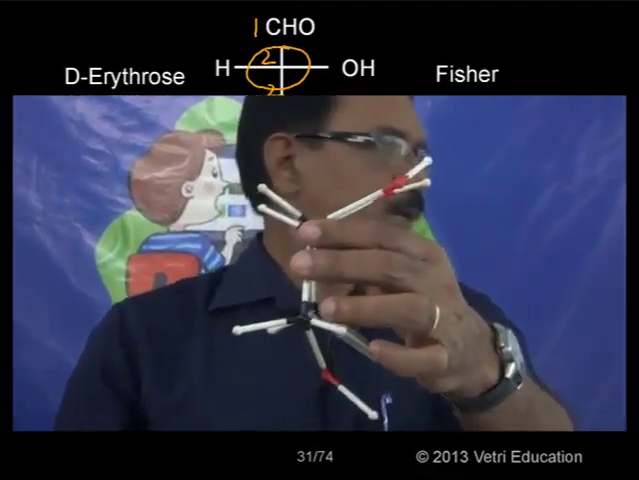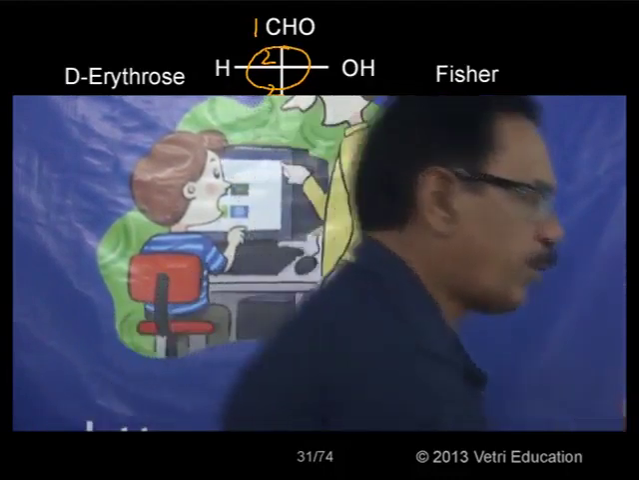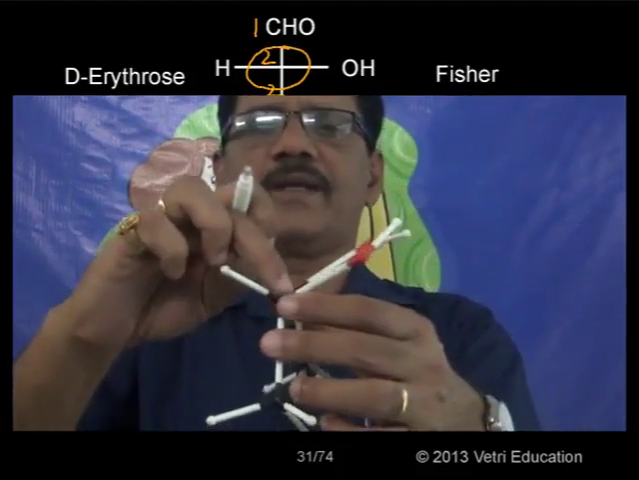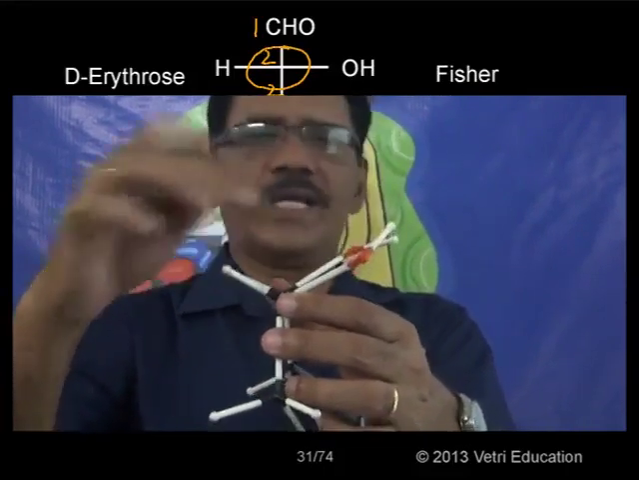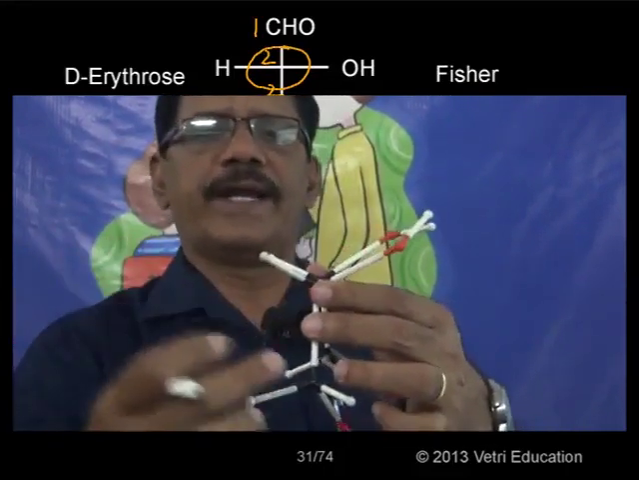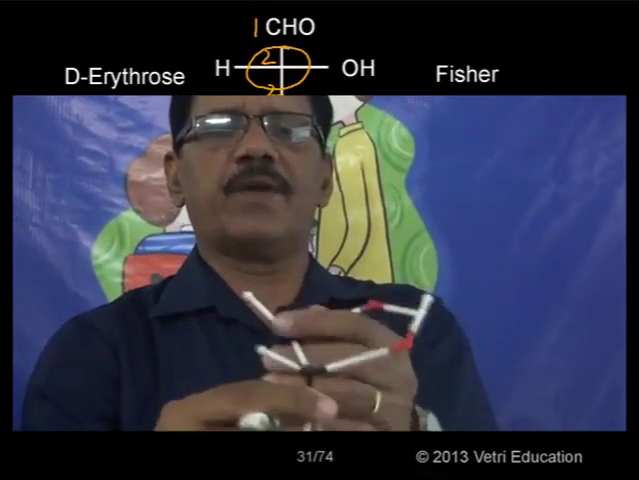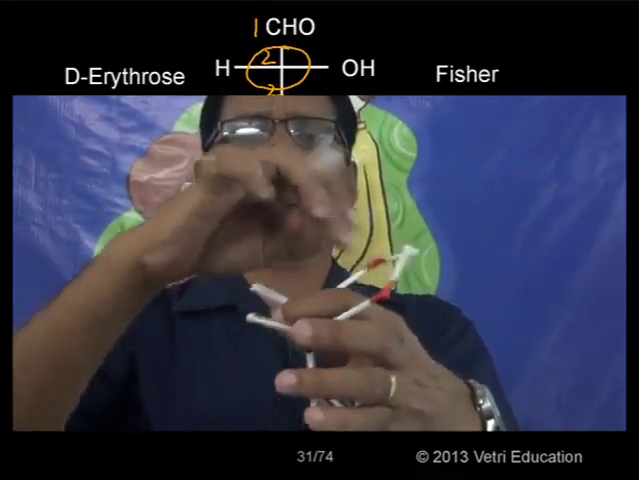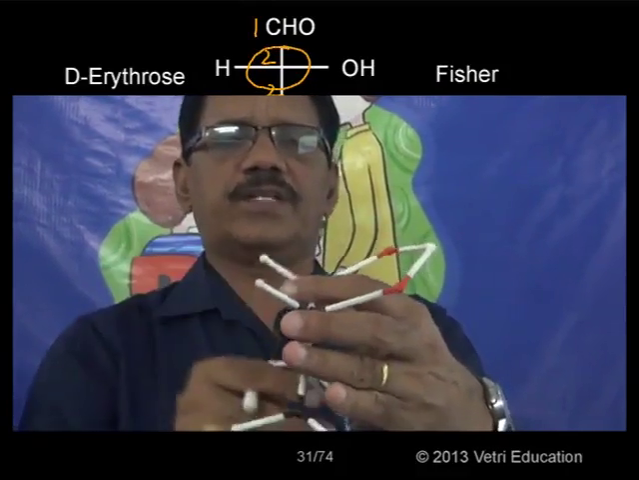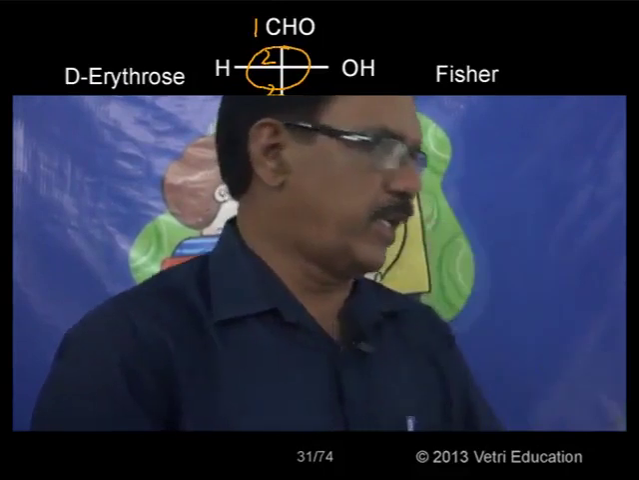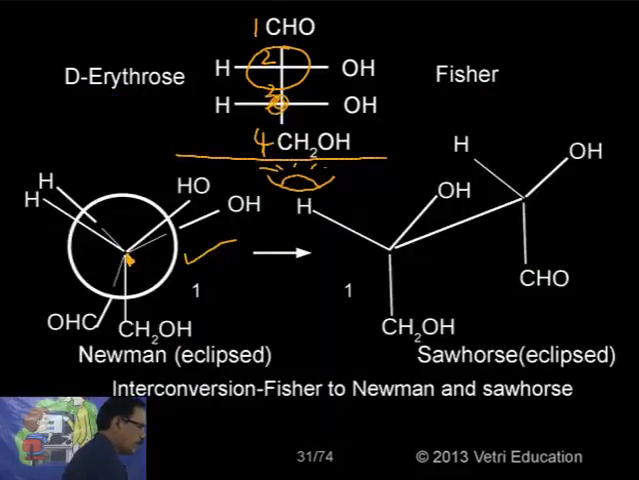Kindly follow me. You see that in the first case, the point, that is C3, is the point, on your right OH and on your left H, and below is CH2OH. Next, away from the circle, again OH on the right, H on the left, CHO. This is the eclipsed form of Newman projection. So kindly see the board. This eclipsed form, I am going to convert into Fischer.